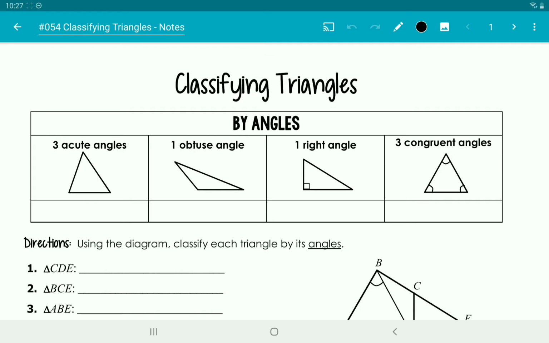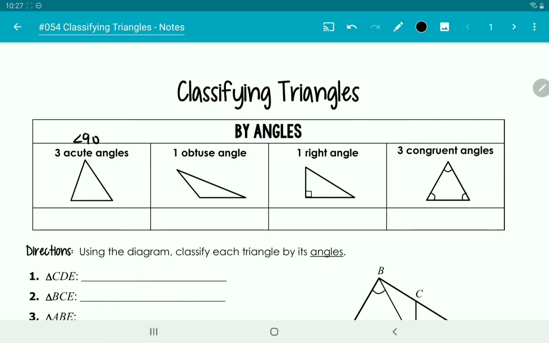So if they have three acute angles, so smaller than 90 degrees, less than a corner, it's going to be an acute triangle. If it has three acute angles, they don't have to be different. If it even has one obtuse angle here, then it's going to be an obtuse triangle. If it has one right angle here, it's going to be considered a right triangle.